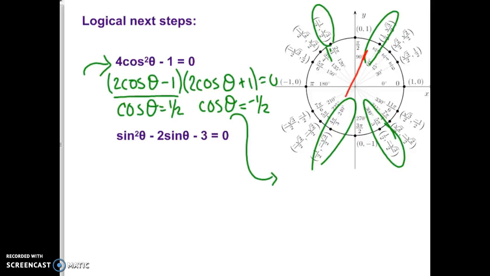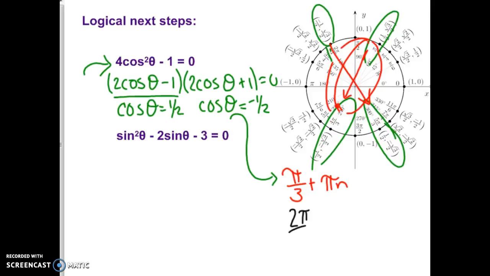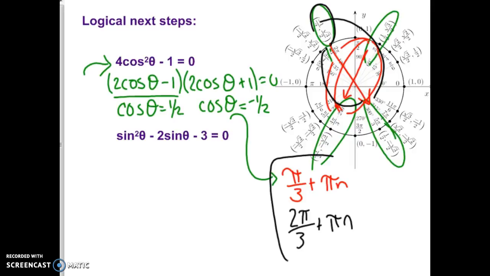This repeats diagonal, and this one repeats diagonal. So I can eliminate some of the answers by saying pi thirds plus pi n, because this one will repeat here, and then it'll continue to repeat. And my other answer would be 2 pi thirds plus pi n, which would be this first answer plus every pi it repeats. And that would be my answer.